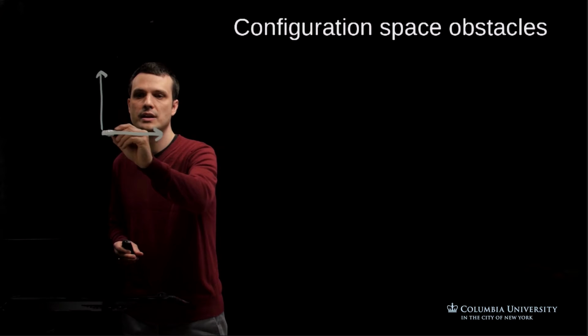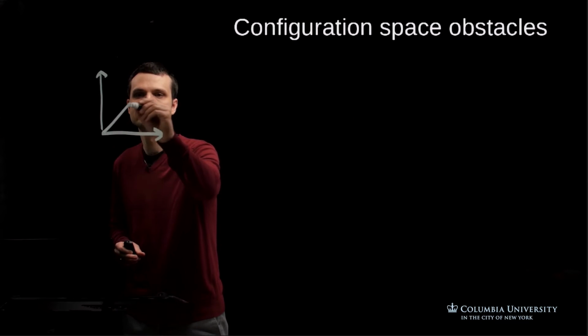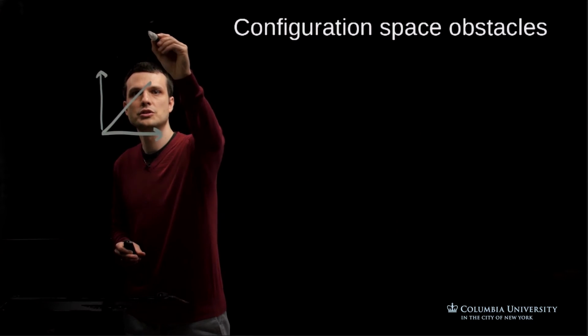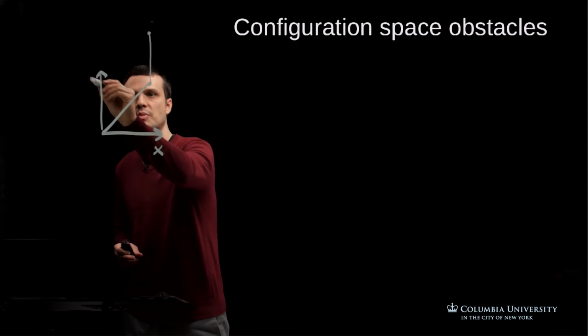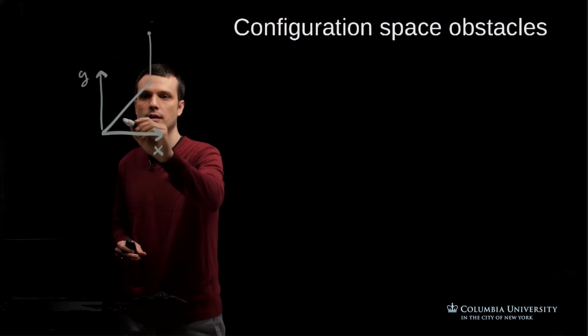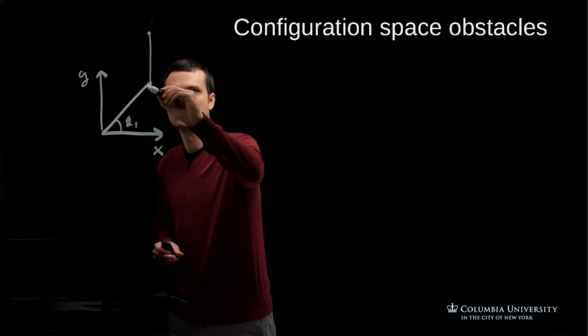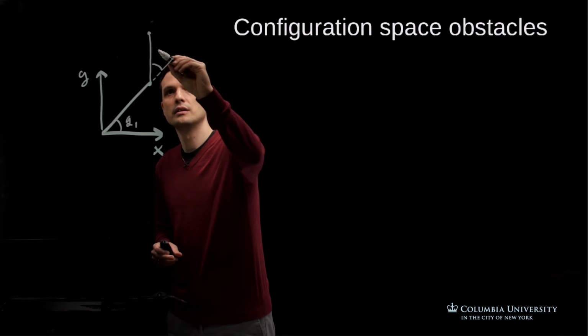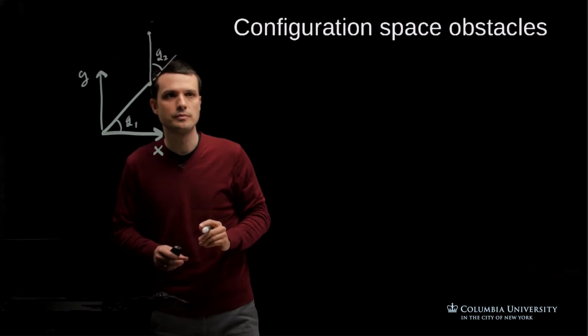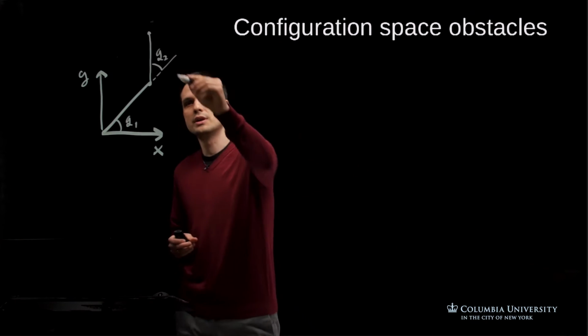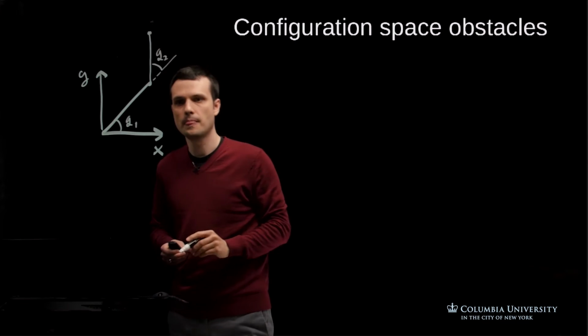And then a very simple planar robot, which has two links, right? So this is Cartesian space. We have x and y. And then this angle here is q1. This angle here is q2, right? And this is where the end effector ends up.